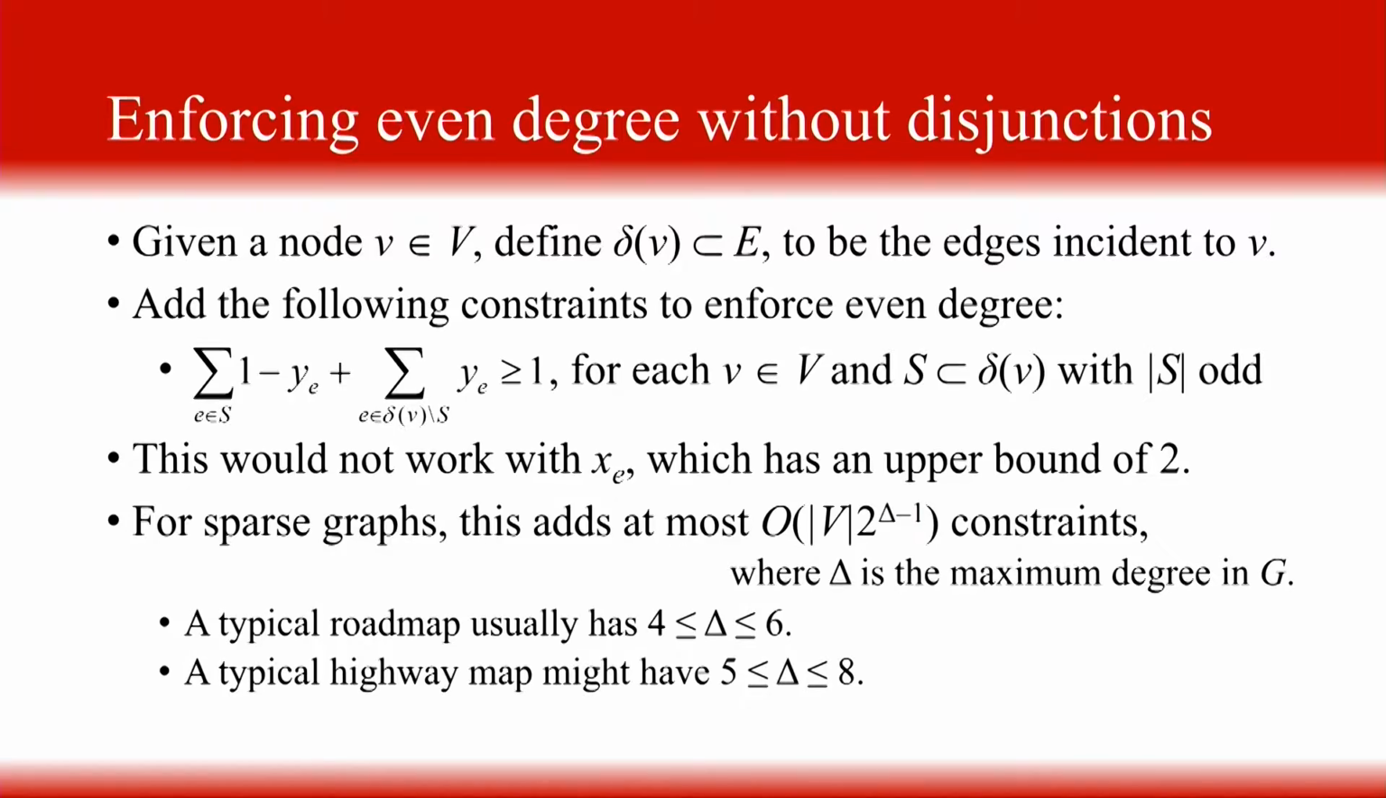So the maximum degree in these graphs tends to be in the neighborhood of 4 to 6 for road maps, 5 to 8 for highway maps. So this exponential size in that small constant turns out not to be an obstacle. We can still solve these very fast. And again, what makes this work is the fact that we don't have variables whose potential value is 2 anymore. We've dissected the odd part and the even part of xe so that we can make this constraint work for all the odd sets S.